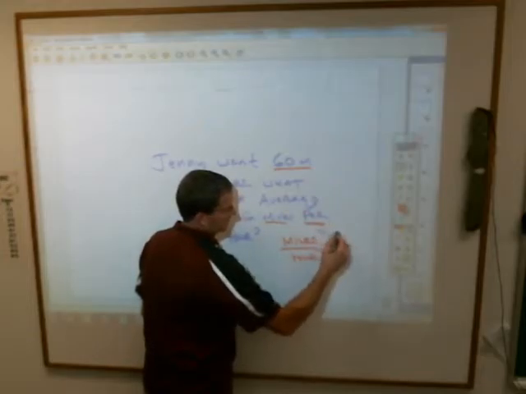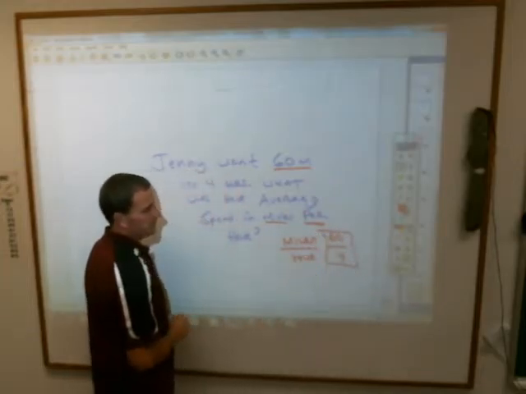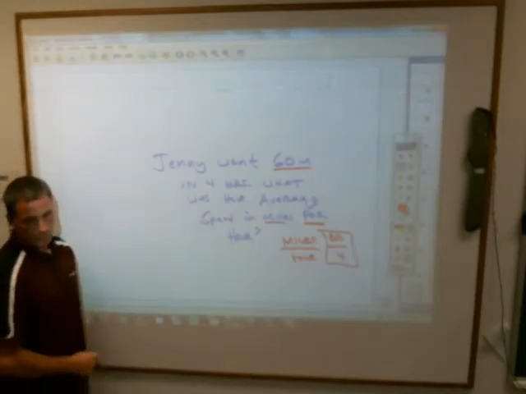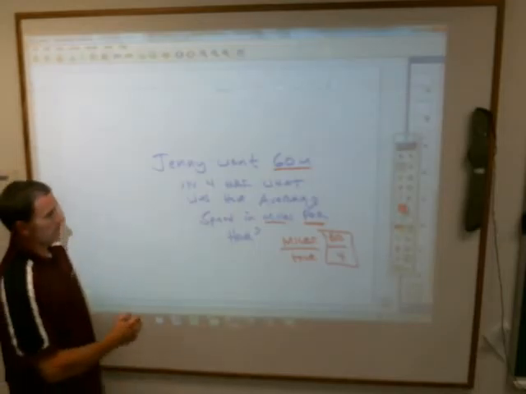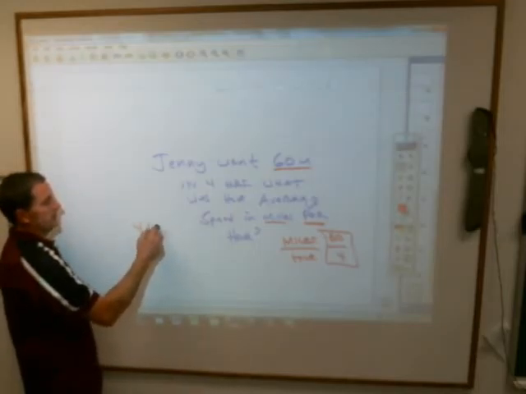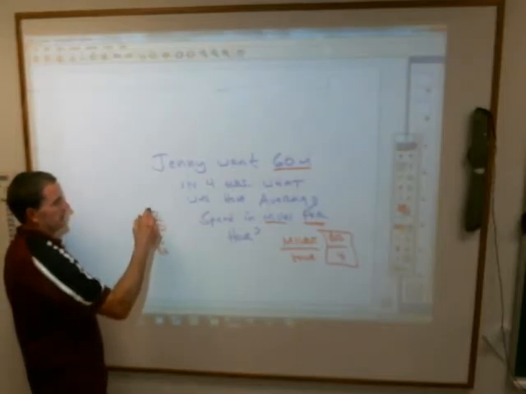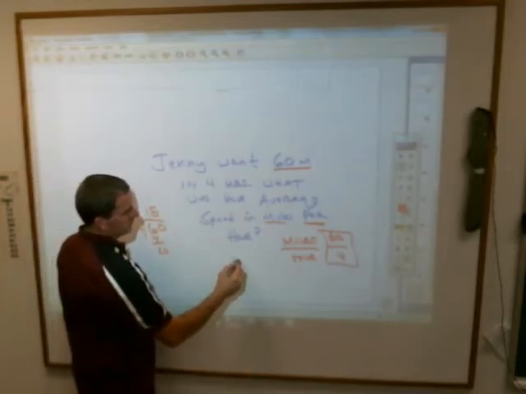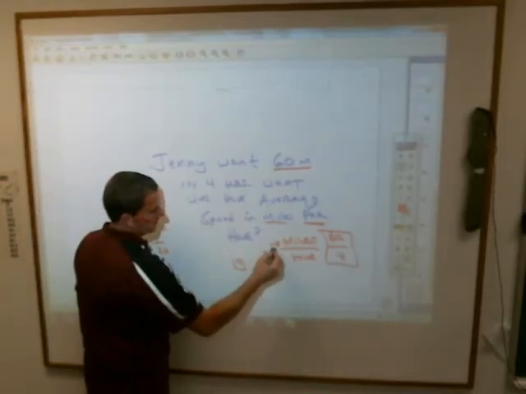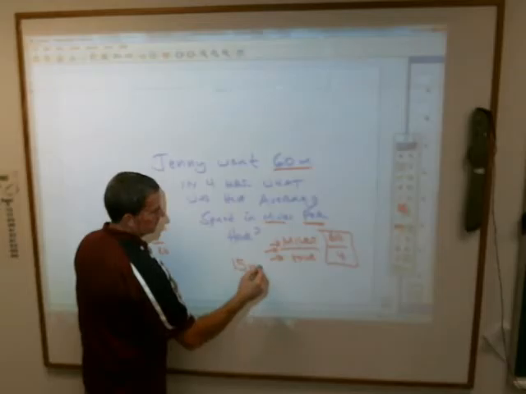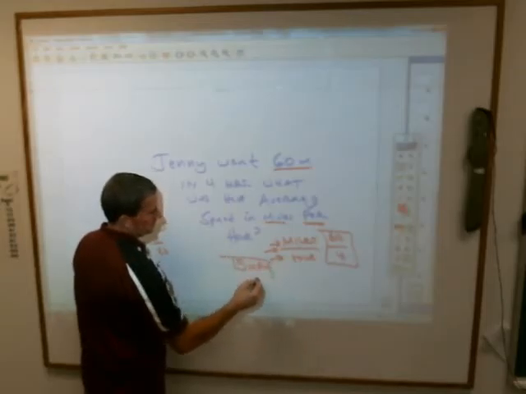The only problem is this answer can be reduced or simplified. How many times does 4 go into 60? Well, you might have to do the division, I guess. 4 goes into 60 15 times. And 15 what? 15 miles per hour. MPH.